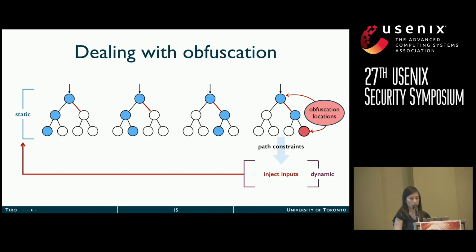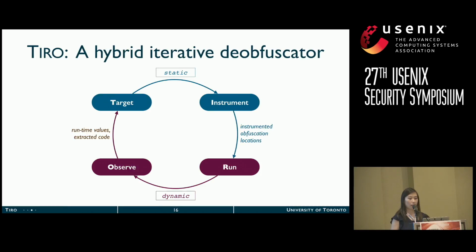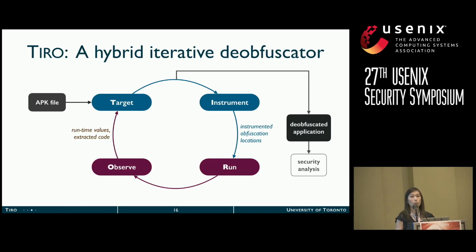So we took this idea and designed and implemented Tiro, a hybrid iterative deobfuscator for Android applications. Tiro stands for the 4 steps: target, instrument, run, and observe. And it's based on the idea of having static analysis identify obfuscation locations and triggering them, and then using dynamic analysis to gather information that can help us deobfuscate those locations. The input should be a compiled APK file, and after several iterations, Tiro should produce a deobfuscated application that we can then pass to other tools to improve the effectiveness or completeness of their analysis.